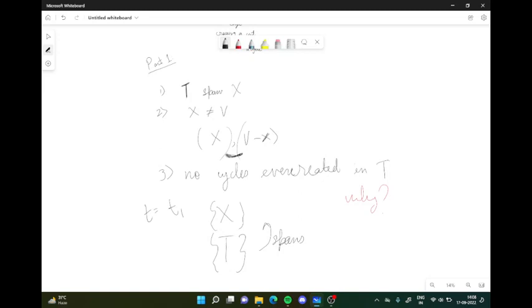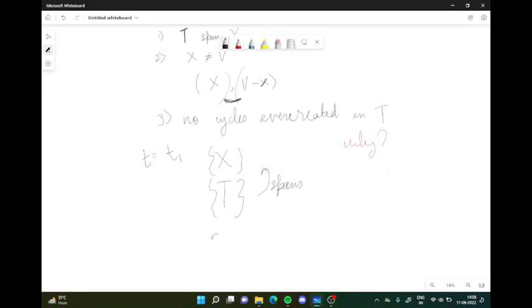None of the edges in T cross this cut because T spans X. So no edges in T cross X and V minus X, this particular cut. Because T is only contained in X. T has no regard whatsoever for V minus X. So no edges in T ever cross X and V minus X, this particular boundary.